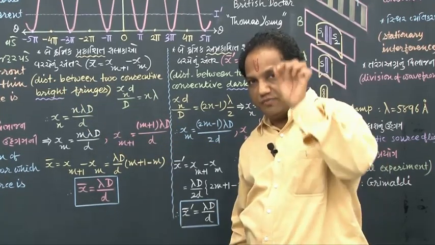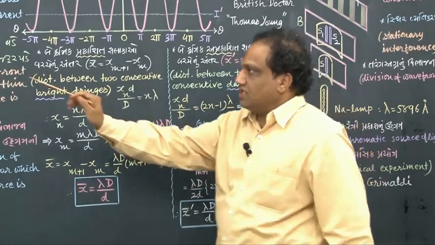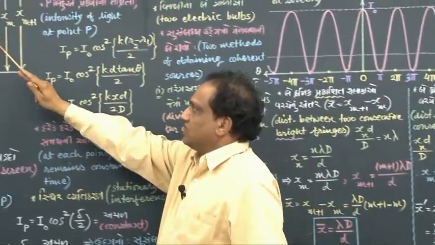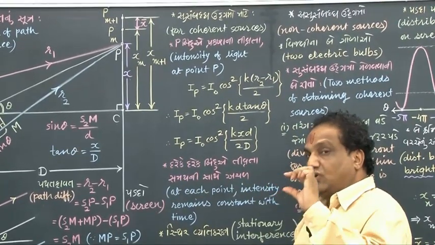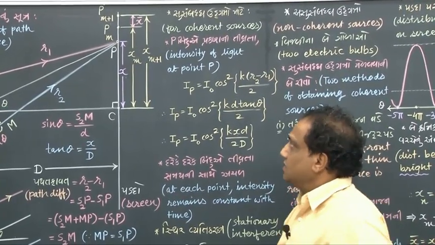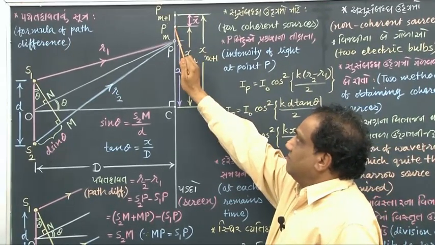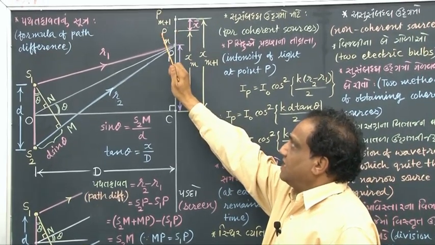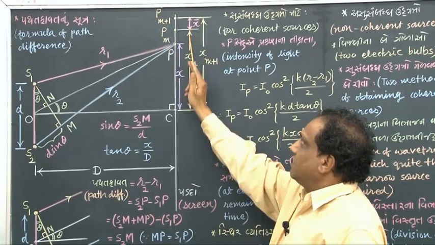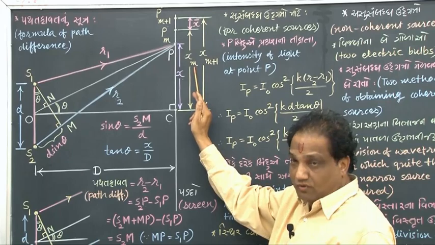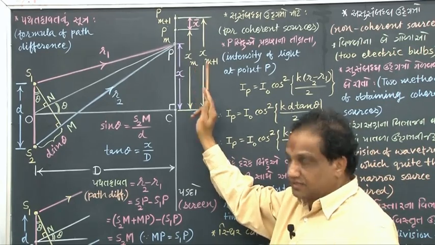Fringes means strips. On this screen, at some positions we get bright fringes, bright strips. What is the distance between two consecutive fringes? Let us find out. Suppose here I am getting a particular order bright fringe, say at point PM, and its distance from the central bright fringe I am taking as xm. M you must write below x.